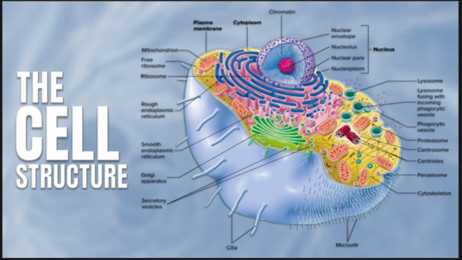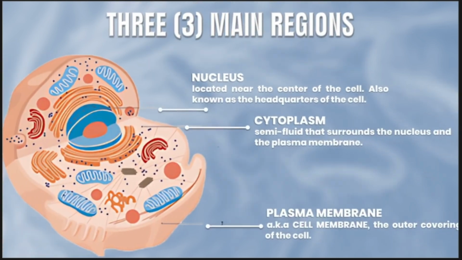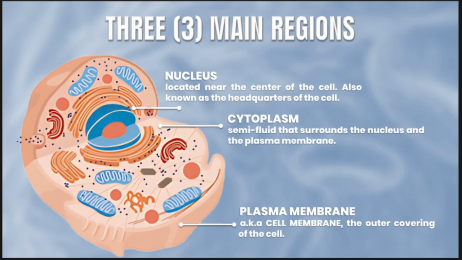Cells now have three major regions or major compartments: your nucleus, your cytoplasm, and the plasma membrane. The nucleus is considered as the control center of the cell, and it houses the genetic material or the DNA. At the same time, your nucleus coordinates activities such as growth, metabolism, and reproduction.